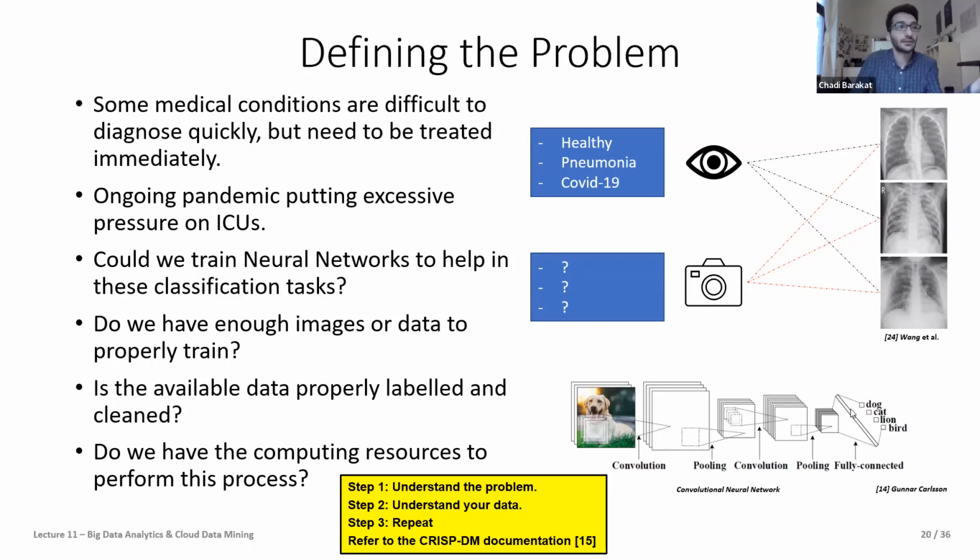In our case, one of the networks that we worked on is the COVIDNet, which got a lot of publicity during the pandemic. It was developed by Wang et al., and they had to do a lot of work in terms of not just developing the network, but also curating the data that would be used to train this network.